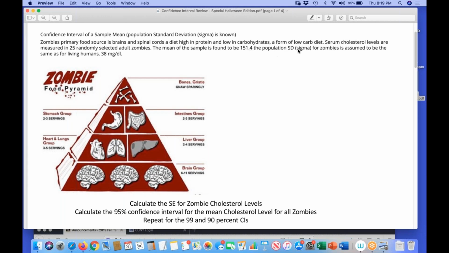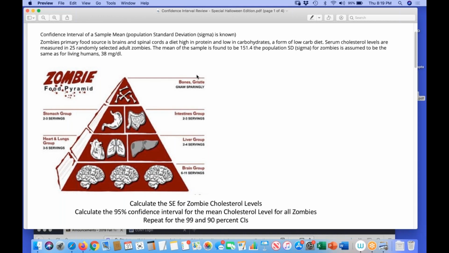The population standard deviation, sigma: the CDC's done a lot of studies on zombies. You don't know about it because, like Area 51, they don't tell you about this. They don't want you to know about the virus. They don't want to cause panic. They've done a lot of studies on it. So as it happens, we know what the sigma is for all zombies. We know that the standard deviation sigma for all zombies is 38 milligrams per deciliter. Okay, the mean is 151.4.